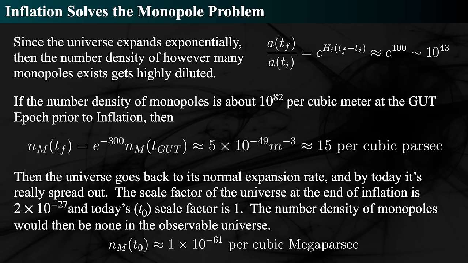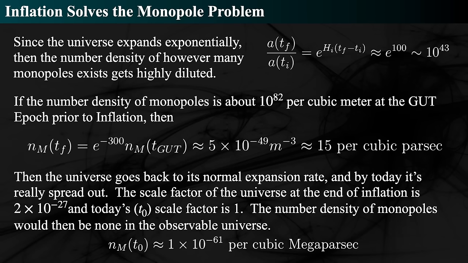And then the universe expands and expands and expands and pushes them farther and farther apart. So now we would expect only 1.1 times 10 to the minus 61 monopoles per cubic megaparsec. So basically, the universe has expanded such that they're all so far apart that we'll never see any one of them.